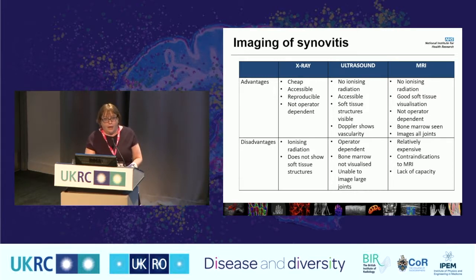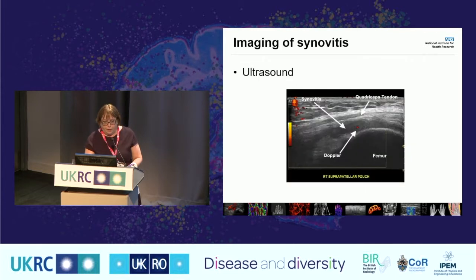Next, MRI: again, no ionizing radiation, absolutely amazing for looking at good soft tissue visualization. It's not operator dependent. We can image any joint that we would like, but it's relatively expensive. There are people that cannot have an MRI scan, and there's not a lot of capacity.